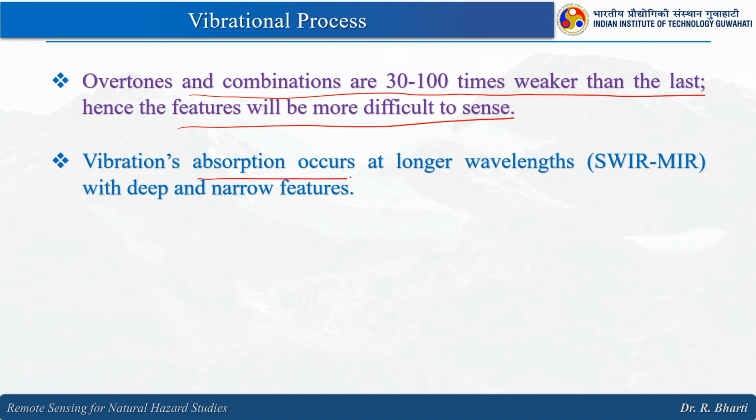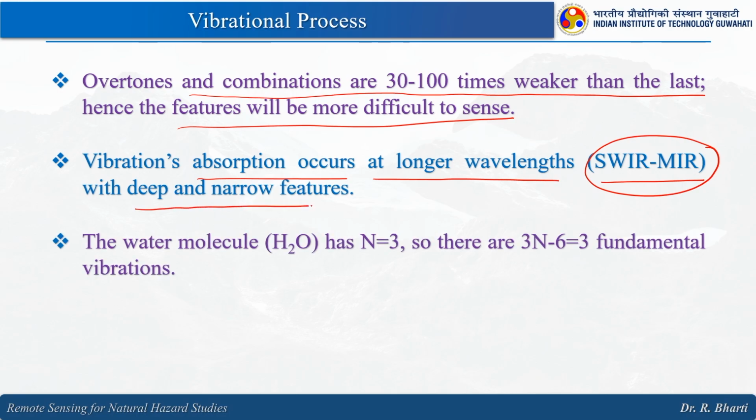Vibrational absorptions occur at longer wavelengths. So, this is SWIR and MIR, mid infrared. Earlier we had the electronic processes, which are in the visible and SWIR, and here we have this in SWIR to MIR. Here we have deep and narrow features, and that will help us to precisely identify the characteristic absorption feature.